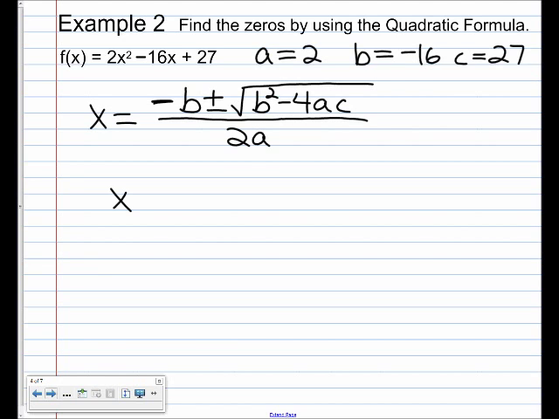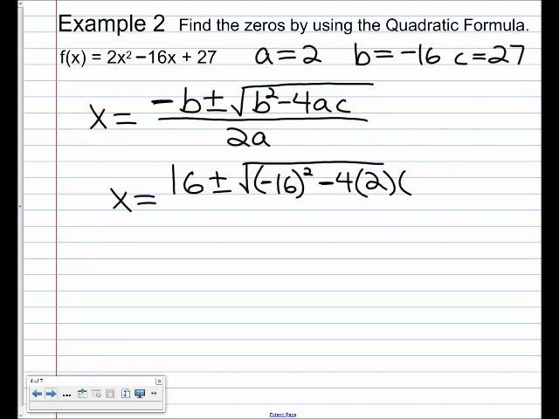All right, so I'm going to write x equals, and here's where I'm going to do the opposite of negative 16. So in my mind, the opposite of negative 16 is 16, plus or minus the square root of negative 16 squared minus 4 times 2 times 27. All right, and that's all over 2 times 2.